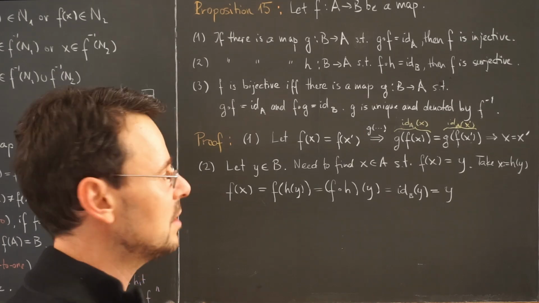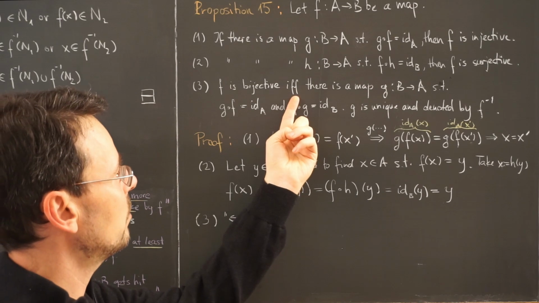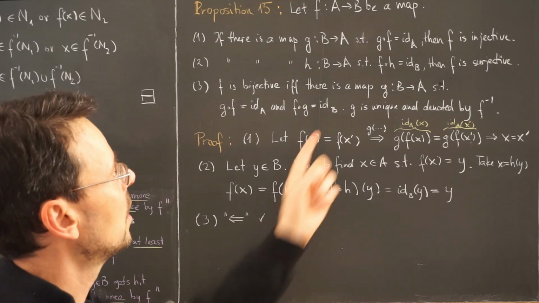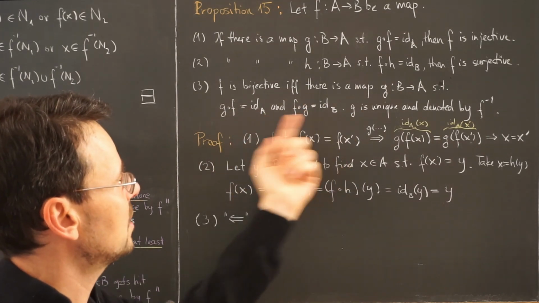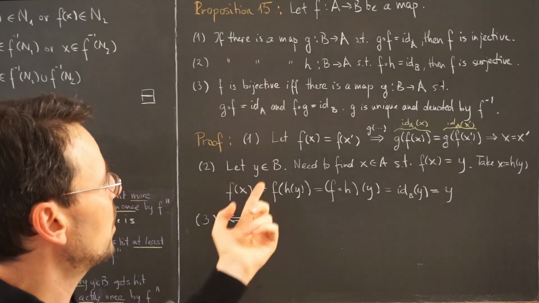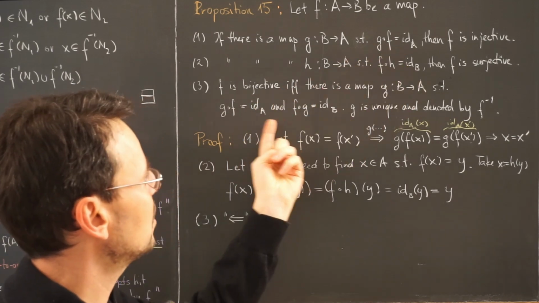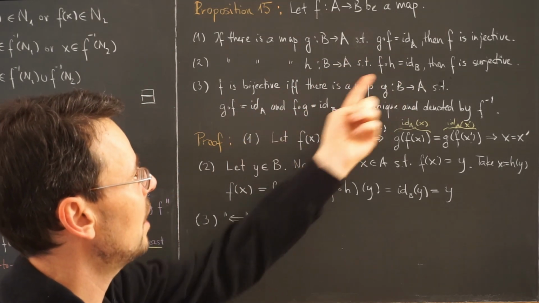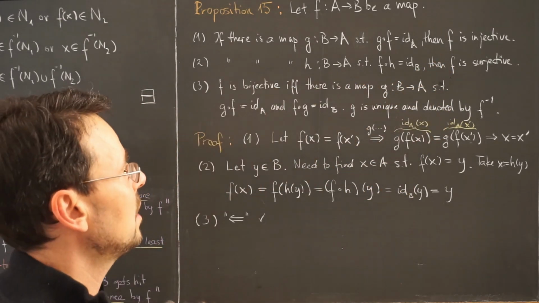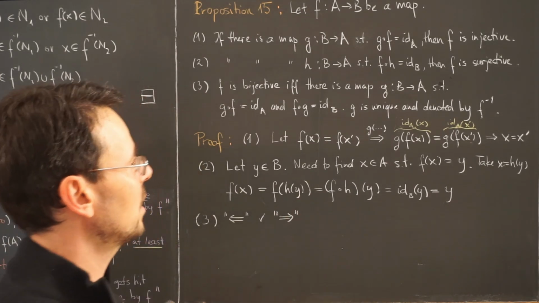Also deceivingly simple. Now, statement 3, here's an if and only if, so we have to show both directions. Let's do the easy one first. Let's suppose there are maps that satisfy this here. Then it is clear by 1 and 2 that f is bijective. Why? Because this here means f is injective. This here means that f is surjective, so both taken together simply mean that f is bijective. So this is clear. Now the other direction is harder.